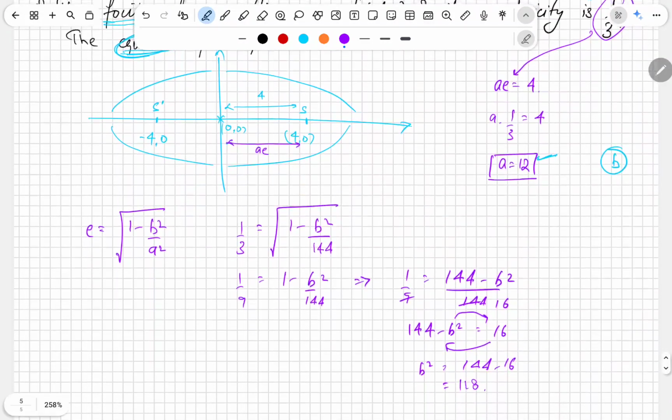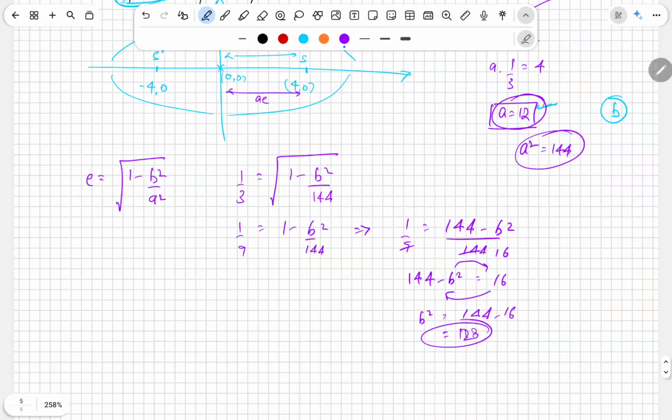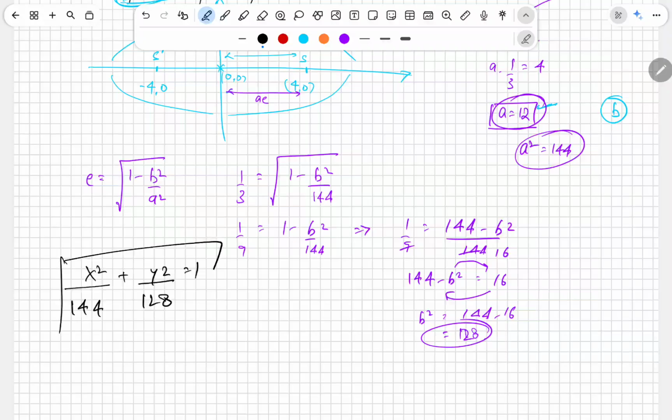Okay guys, so we have calculated a, that is 12. So a square is equal to 144, b square is 128. So the equation of ellipse is going to be x square upon a square, that is 144, plus y square upon b square, that is 128, equals 1. This is going to be our final answer.